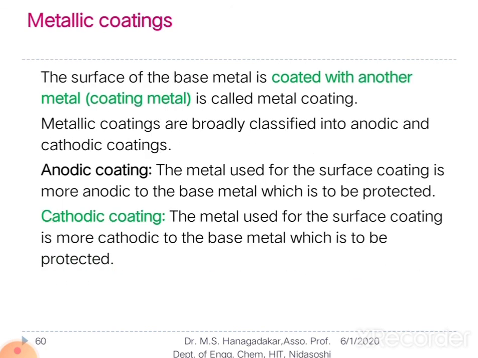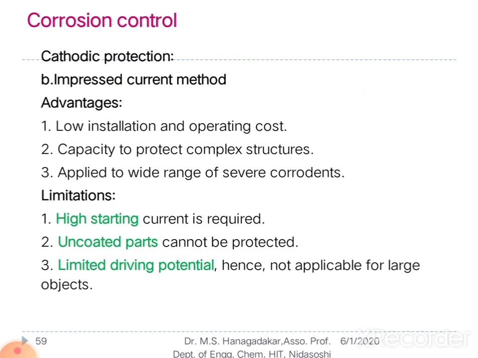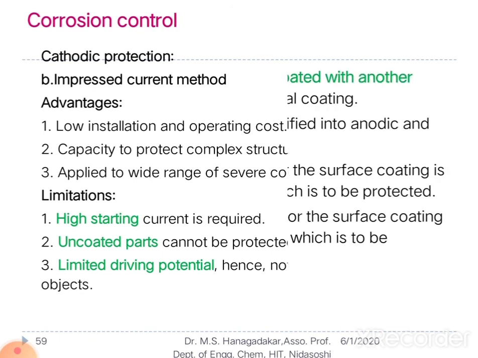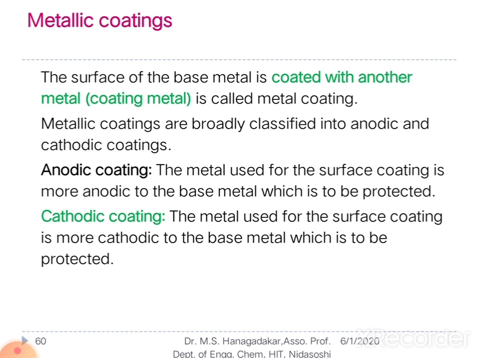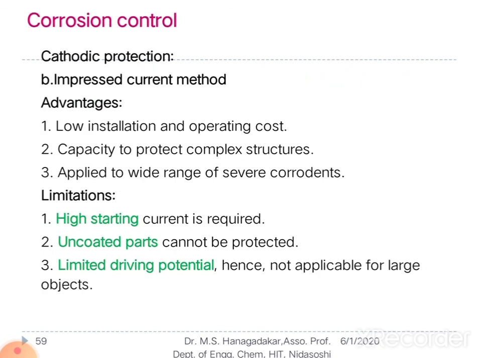So this is about corrosion control. There are two methods, the sacrificial anodic method and the impressed current cathodic method. In our next video lecture, we'll come to know the concept of metallic coatings. Under that title, we'll discuss galvanization of steel. Thank you one and all.